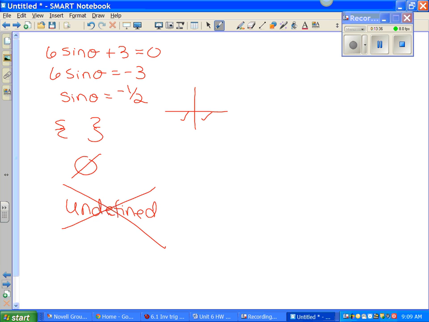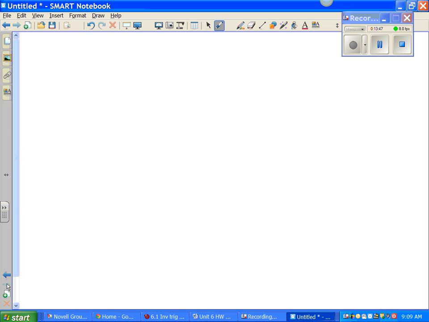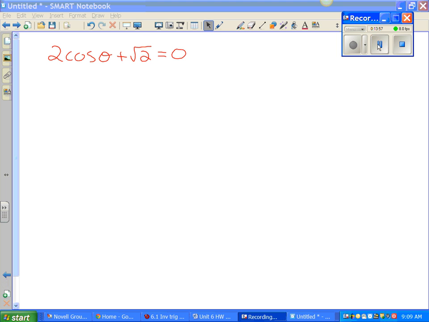Because on the interval from 0 to 180, this is the interval that it's asking us to solve on, sine is going to be positive, so it's never going to equal negative 1/2. Okay? Good. All right, guys, what's the next one? I want you to go ahead and try this one, and we'll talk about it in a minute. Okay, guys, step 1.